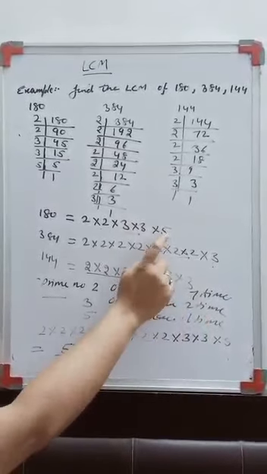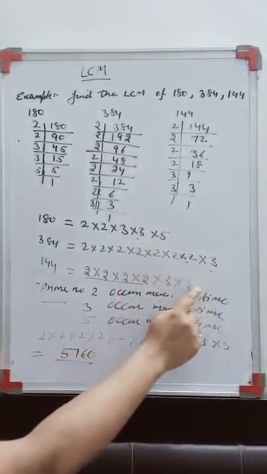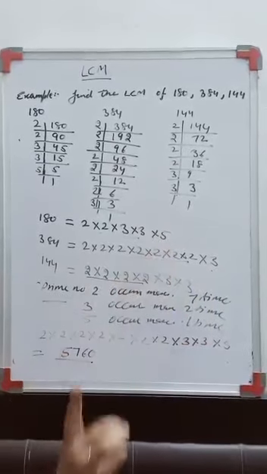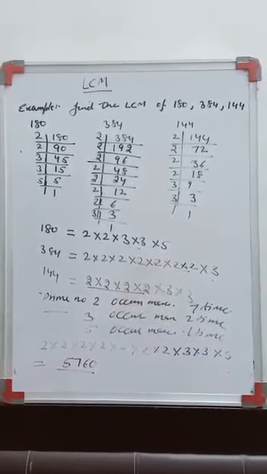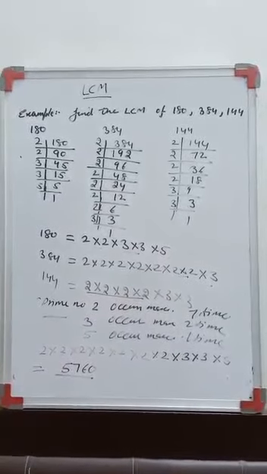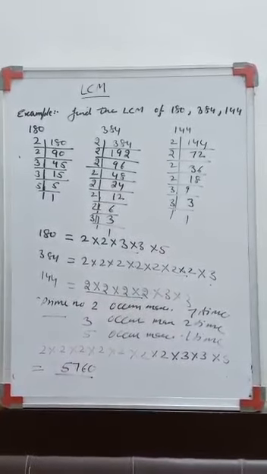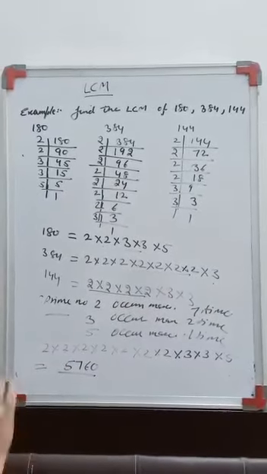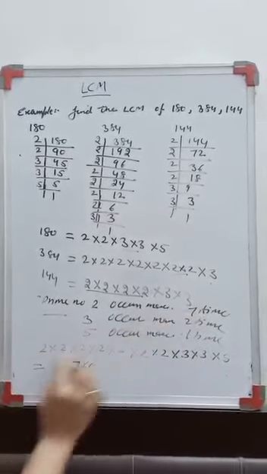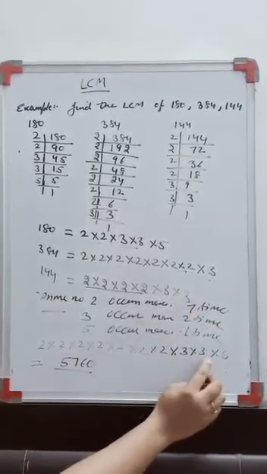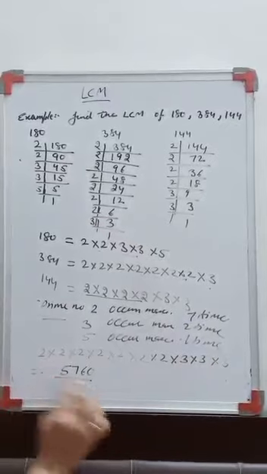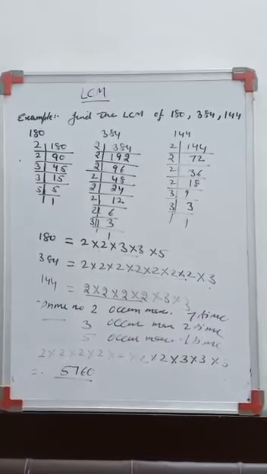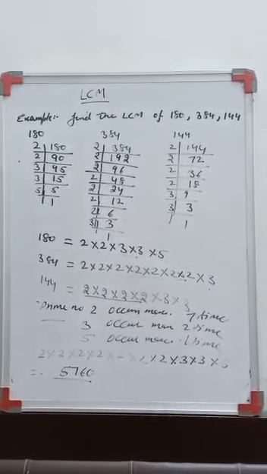2 times. 5 here, only 5, not here, not here. That means the occurrence is only one time. Either it is not there in another number, that doesn't matter, but if it is repeating in one number, then you need to take it. Then you need to write 7 times 2, then 2 times 3 and 5 one time. Multiply all that, you will get the LCM. So in this way, you will calculate the LCM.